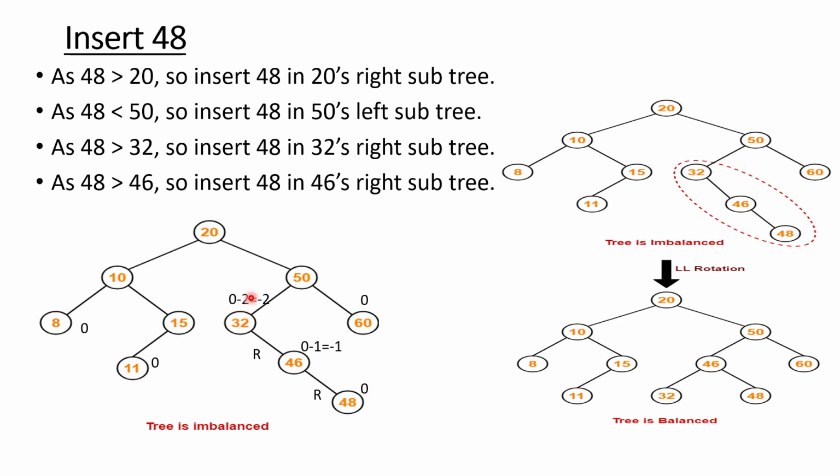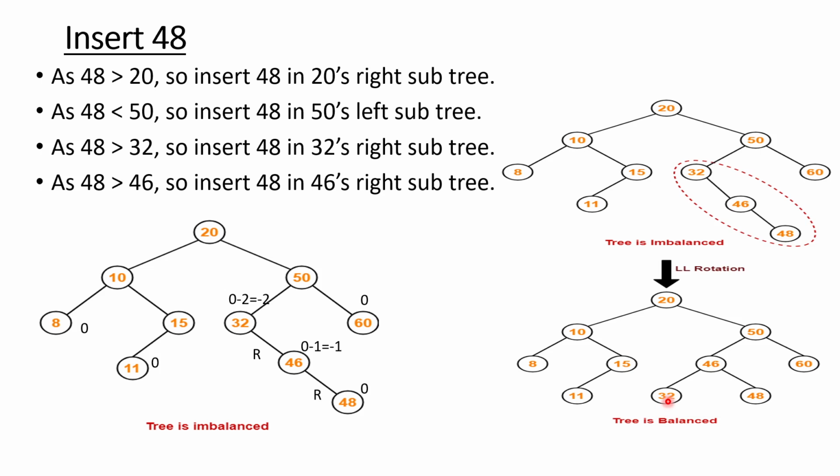If you compute the balance factor, the node that is violating is this one. Mark the 3 nodes in the path from that node to the inserted node. These 3 are the nodes that are violating. You can see it is right heavy, right heavy, so go for left rotation. It is easy: 32, 46, and 48. It's just a simple single rotation. As the right side is heavy, go for left rotation.